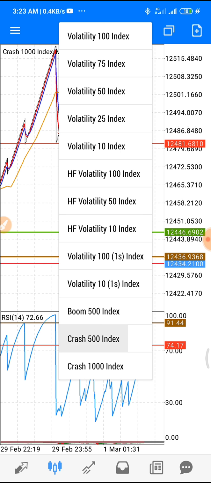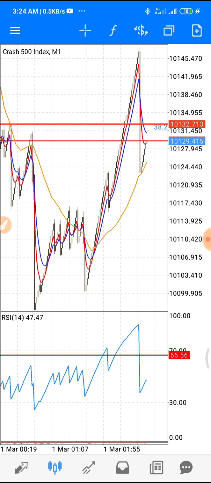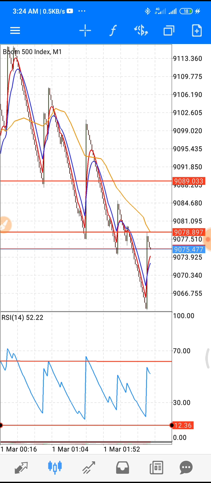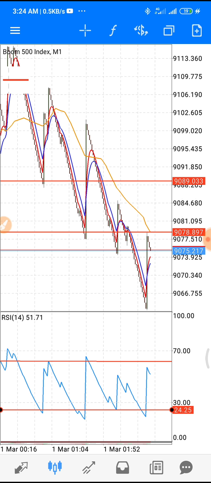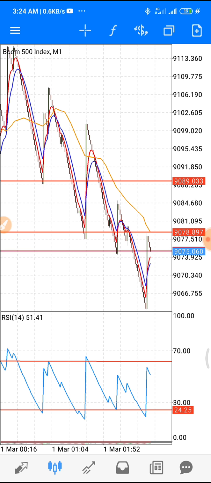So let's check crash 500. Okay, crash 500 is currently buying back. Let's check boom 500. Oh, can you see we missed this one? Missed this one. Okay, though it didn't get to the support level before spiking. If we have used this smaller one here, we would have caught the spike. You see, we would have caught the spike.